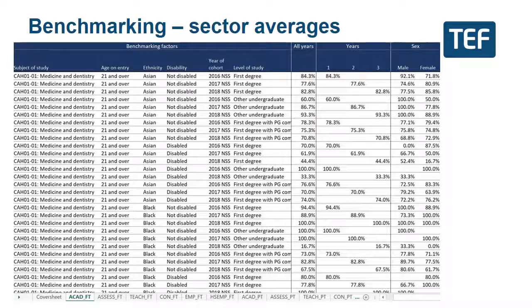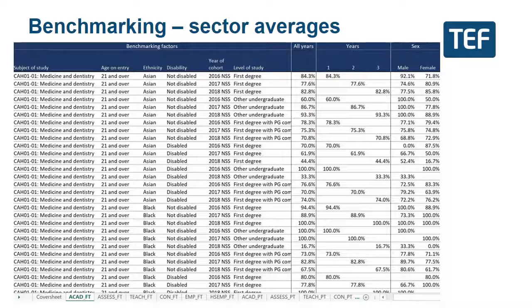Each line of this spreadsheet looks at a slightly different group of students. So the next line down is looking at students with the same characteristics who completed the survey in 2017. Then a little bit further down, we start to look at students who are on other undergraduate courses rather than those on first degree courses. Further down, we start to look at students with different characteristics, so disabled students and black students. And if you carry on down this spreadsheet, you would start to see different subjects as well.